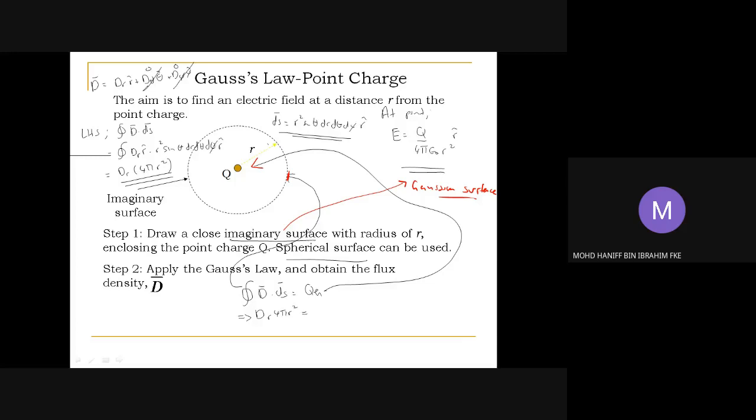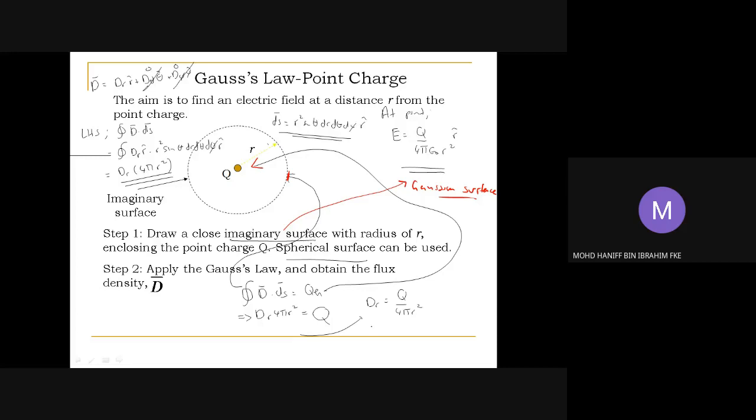For the enclosed charge, which is the charge inside the Gaussian surface, we can notice from this diagram that the enclosed charge is only the point charge Q. That is the only charge that we have in this particular case. So from here, we can write that Dr shall be equal to Q over 4 pi r squared.